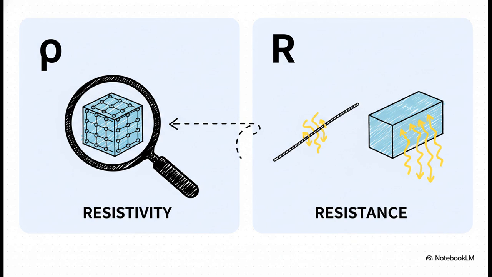Think of it this way. Resistance is an extrinsic property of an object. It depends on its shape and size. Resistivity, on the other hand, symbolized by the Greek letter rho, is an intrinsic property of the material itself. It doesn't matter if you have a chunk of copper or a long, thin copper wire, the resistivity of copper is a constant. It's the true measure of how much a material inherently fights against current flow.